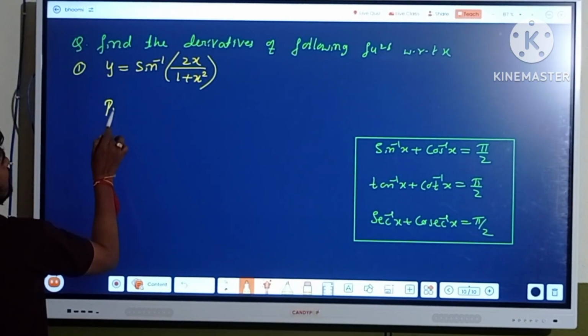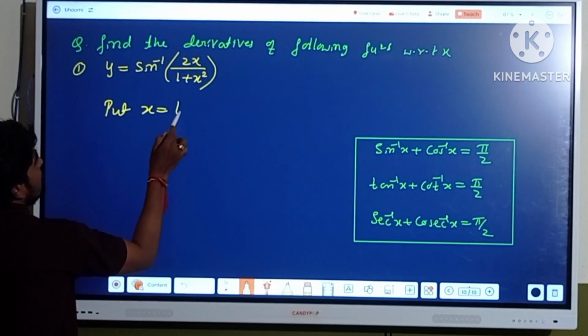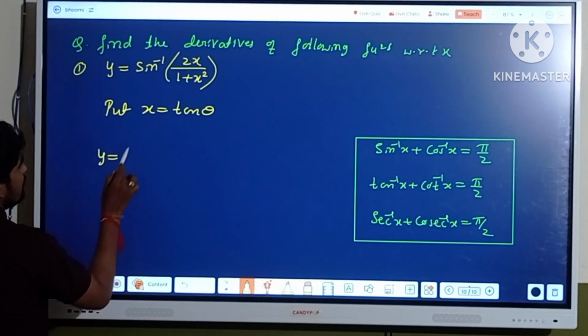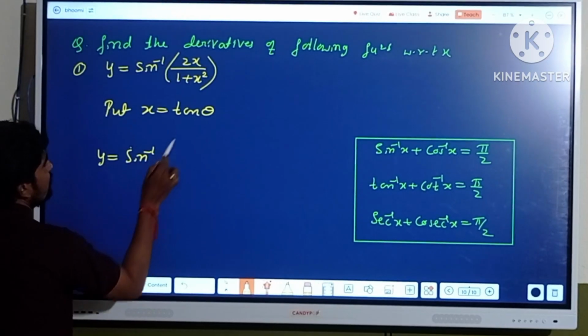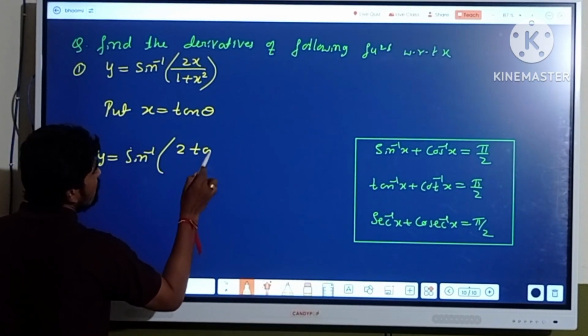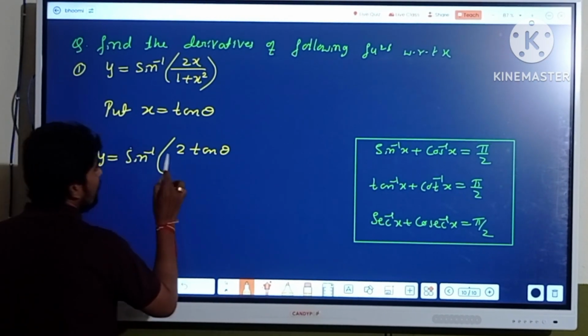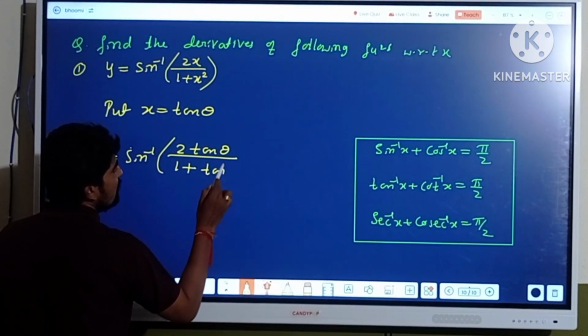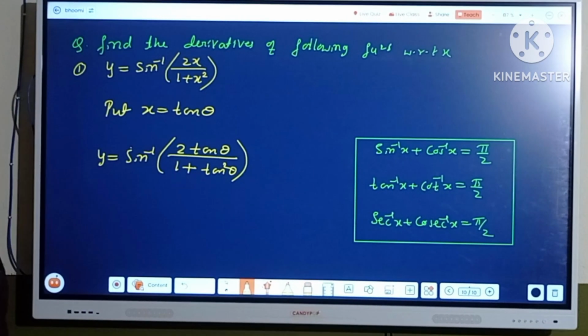So put x equals to tan theta. So therefore y becomes sine inverse of 2x, in the sense 2 tan theta, divided by 1 plus x square. X is tan theta, x square is tan square theta.